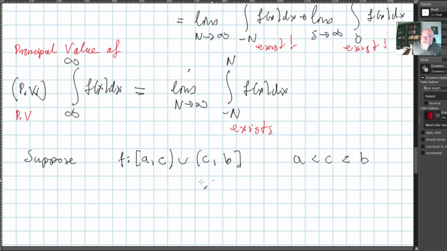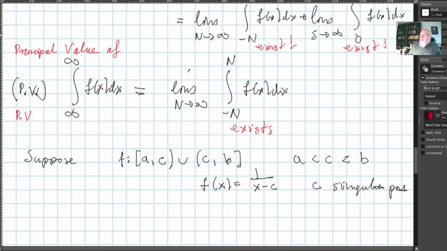So an example of such a function would be f of x equal to 1 over x minus c. So definitely you cannot divide by 0, so c is a singular point. And then you would like to see maybe a similar concept of improper integration could be applied to this type of singularity.